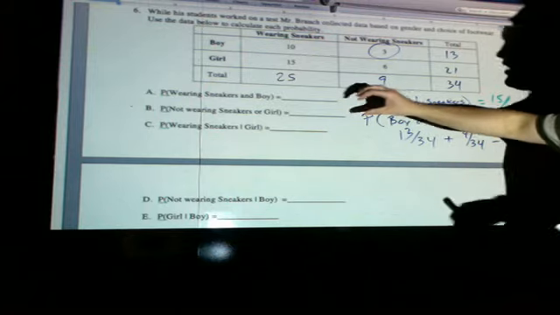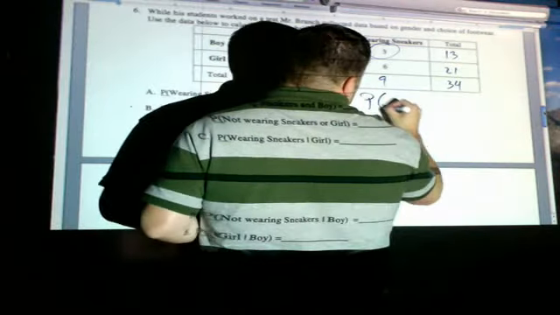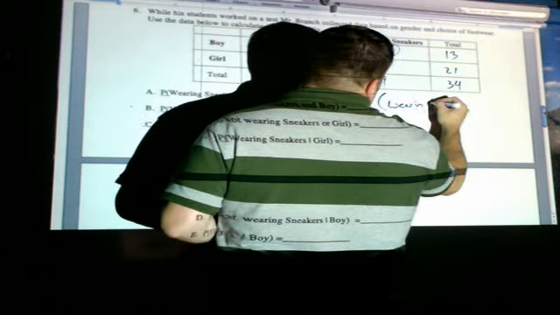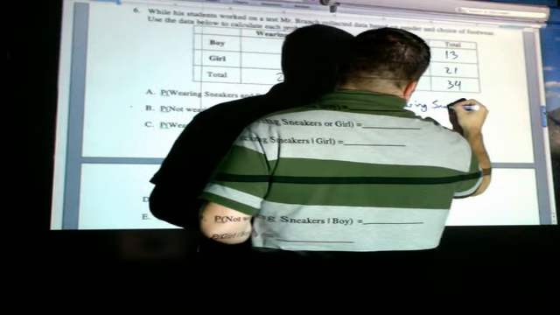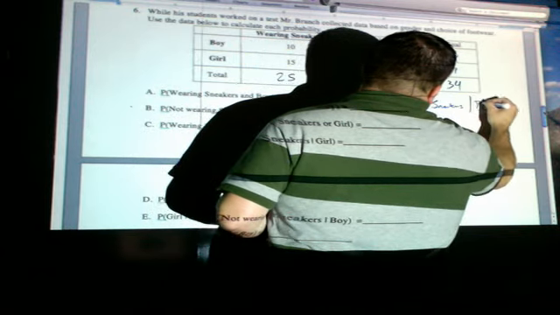All right, now use the same ideas for A and B. Now for C, once again, I'm going to throw a little kink in the plans. Instead of doing wearing sneakers given girl, we're going to do wearing sneakers given boy. Okay. So whenever you have a problem like this, you first look at all of the boy.